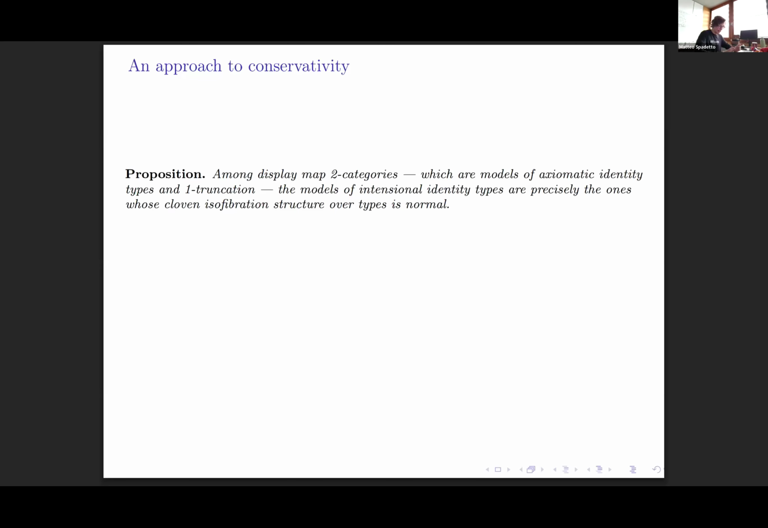For axiomatic identity types, it is just Cloven, while for models of intensional identity types, it is normal. So this provides us with a structure to strictify models of axiomatic identity types into models of intensional identity types.